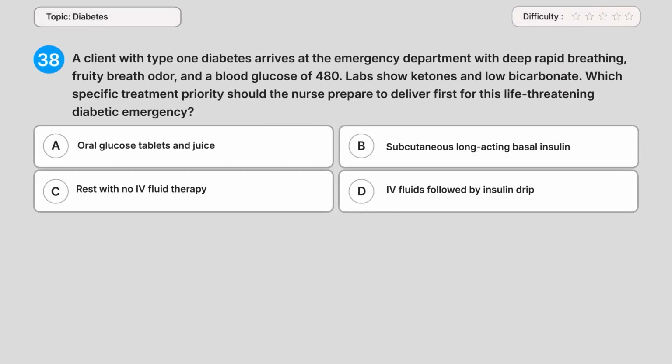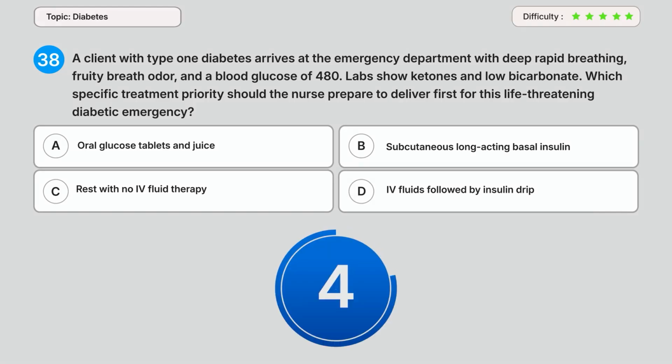38. A client with type 1 diabetes arrives at the emergency department with deep, rapid breathing, fruity breath odour, and a blood glucose of 480. Labs show ketones and low bicarbonate. Which specific treatment priority should the nurse prepare to deliver first for this life-threatening diabetic emergency? A. Oral glucose tablets and juice. B. Subcutaneous long-acting basal insulin. C. Rest with no IV fluid therapy. D. IV fluids followed by insulin drip.